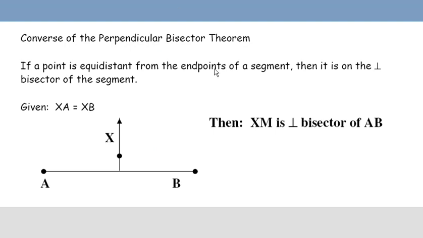So then this theorem also has a converse, which states if the point is equidistant from the endpoints of a segment, then it's on the perpendicular bisector. So point X here, if AX is congruent to BX, if this is true, then X must be on the perpendicular bisector. So it means that this has to be true. These two segments are congruent, and also that this is perpendicular.